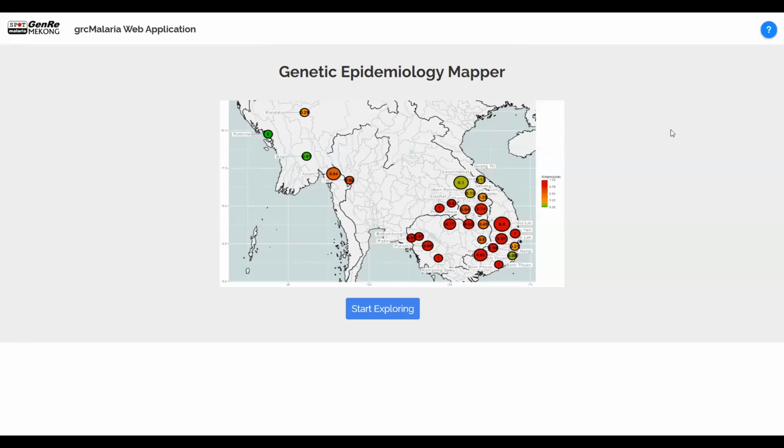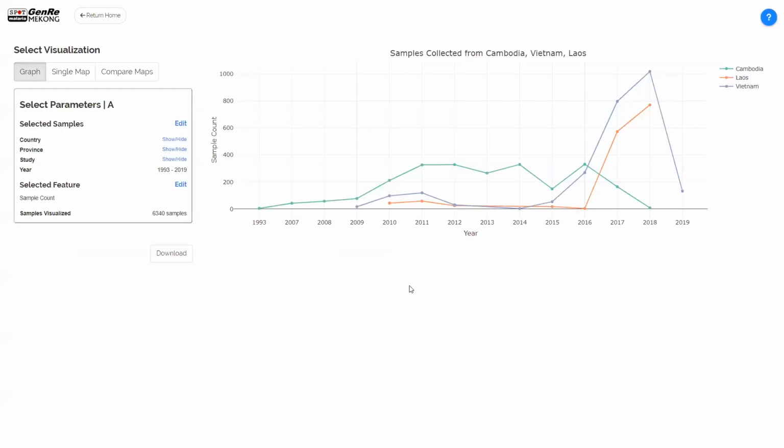Hi, in this video demonstration, I'd like to show you the different features that the web application offers. If you click on Start Exploring, it will take you to the first visualization, which is a visualization of the number of samples collected from Cambodia, Vietnam, and Laos over the years.